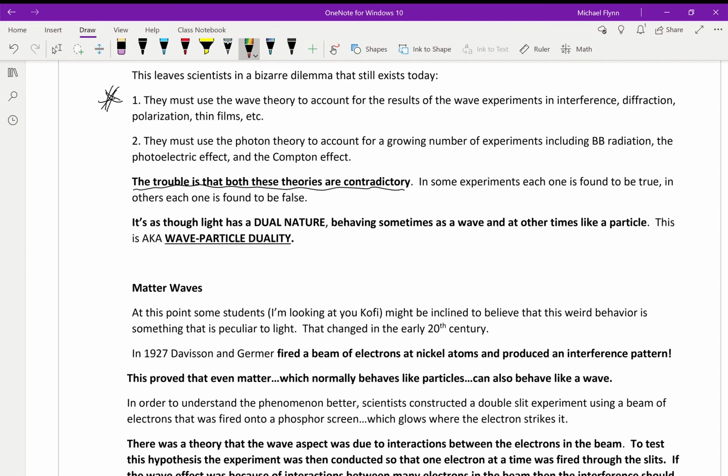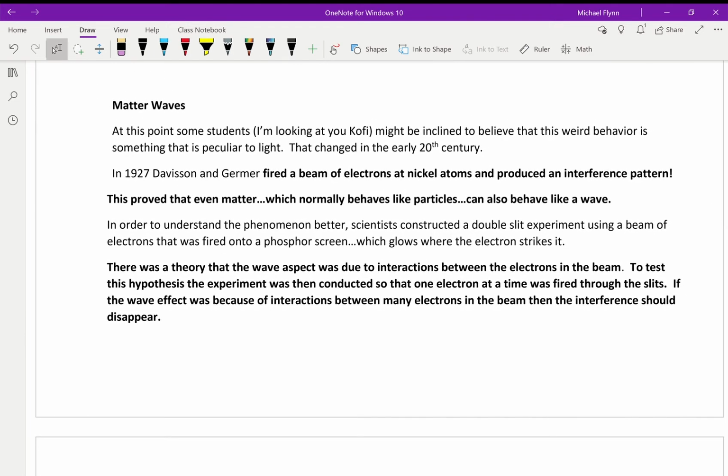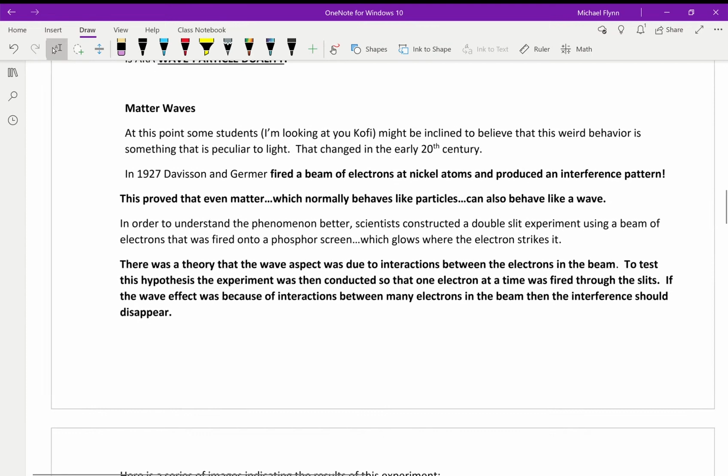It's kind of cool. I was telling you here that these guys, Davisson and Germer, fired a beam of electrons that produced an interference pattern. So we're not only talking about light. It's everything that has this bizarre character. And what they did was they said, all right, let's take a beam of electrons and fire them one at a time through the double slit.